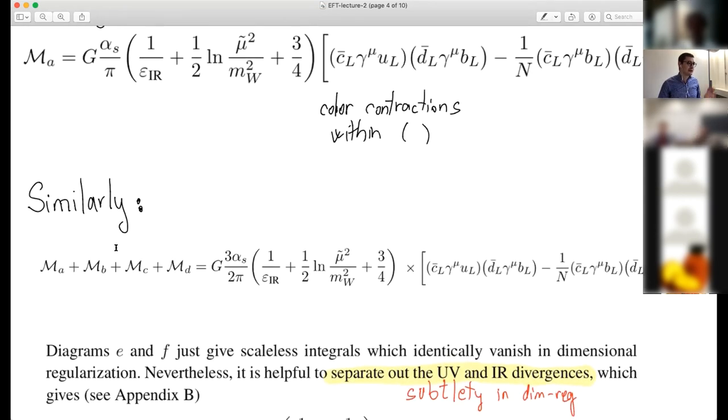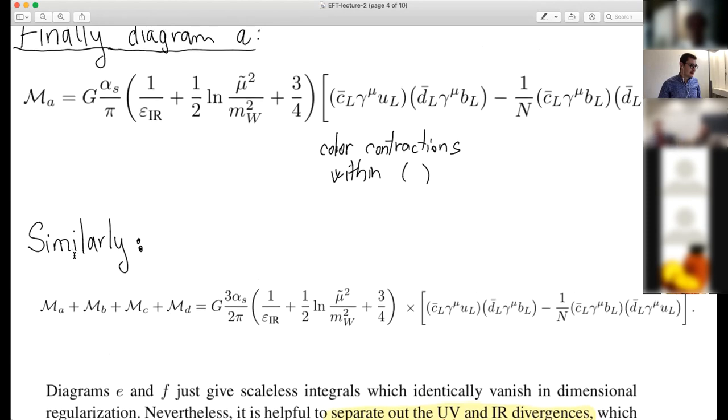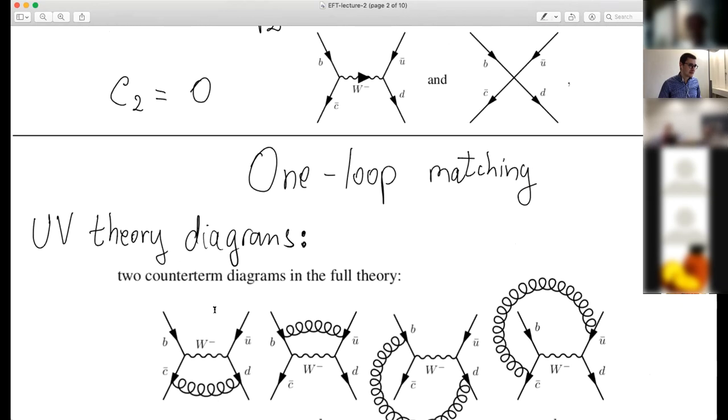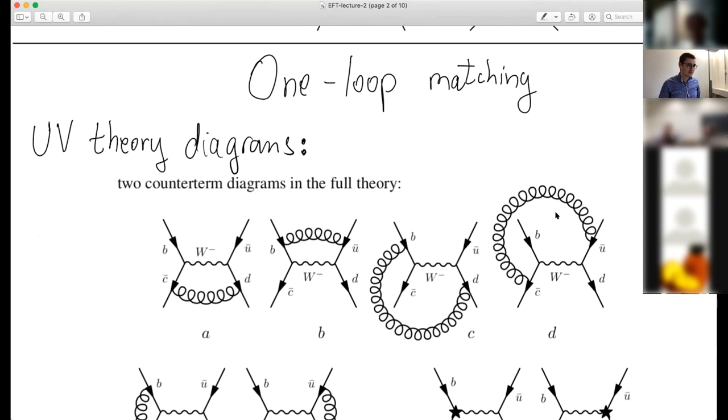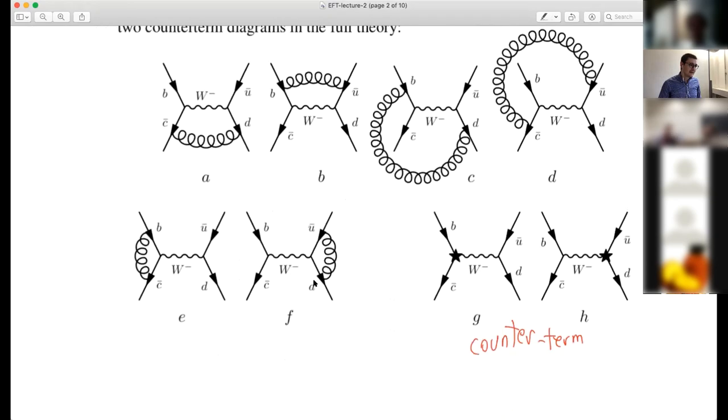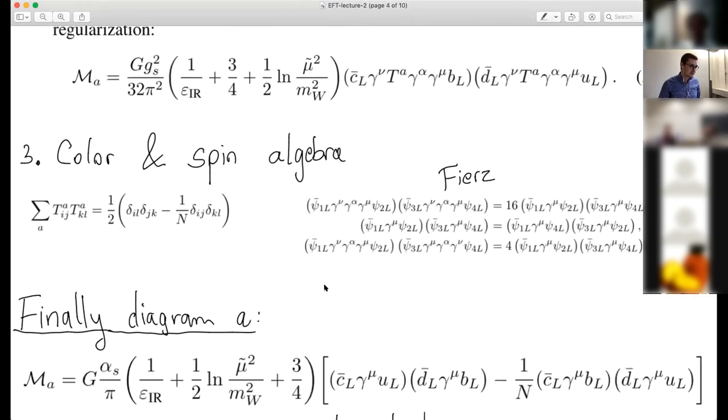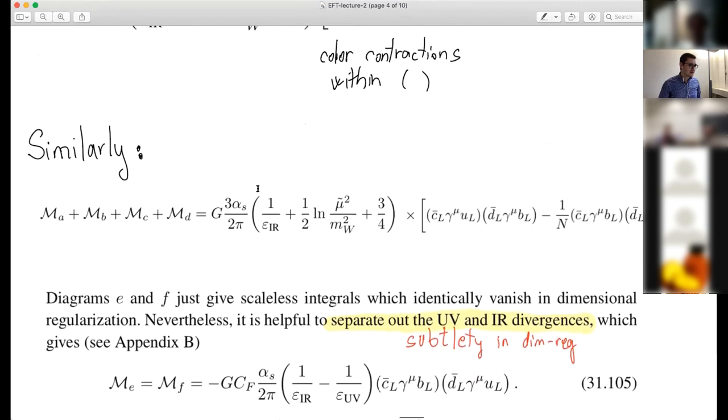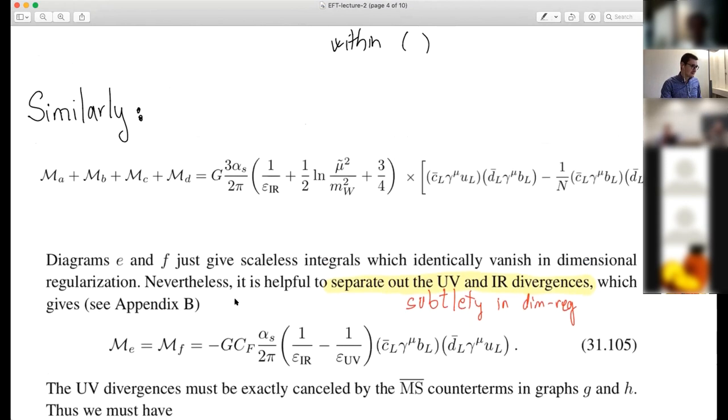I'm not going to do every diagram. So this is the sum of the A, B, and C diagrams, which in the UV theory are this upper row, basically box diagrams, and they are UV finite but infrared divergent. So you get something like this. They are very similar to diagram A. This is O1 and this is O2. N is the number of colors, so it's 1/3.